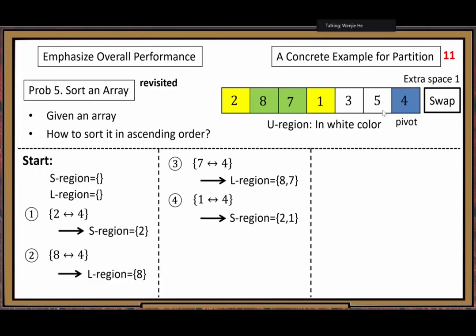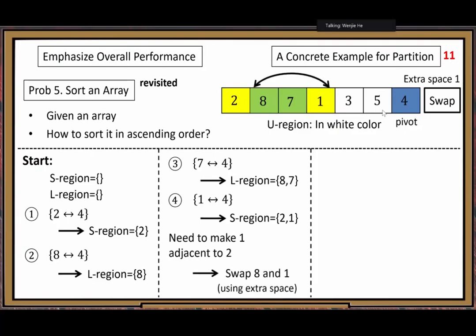There is a simple way to fix it, a very simple way. One swap operation can help us fix it. If we do a swap operation between element 8 and element 1, swap 8 and 1, using extra space, then after the swap you can see all the elements in the S region occupy consecutive locations. That's the reason we need to use the extra space for the swap operation.